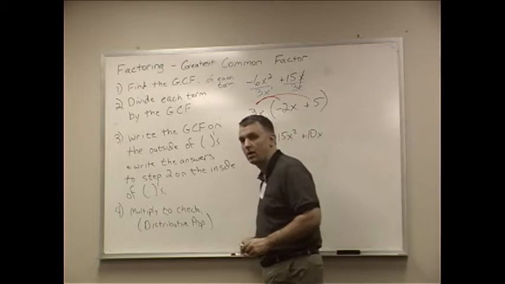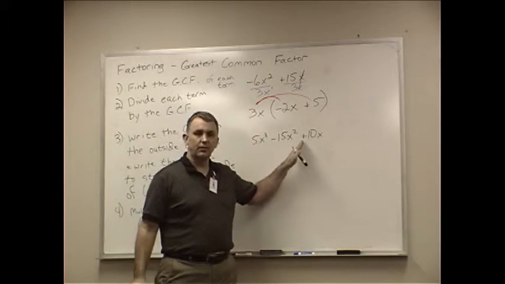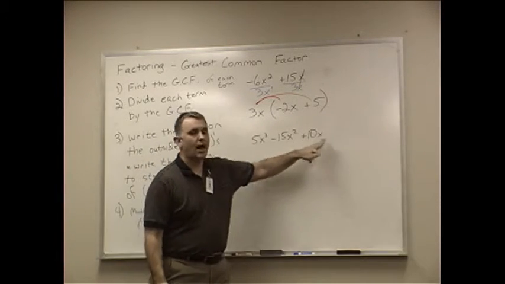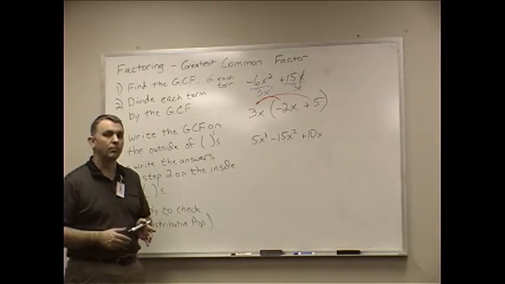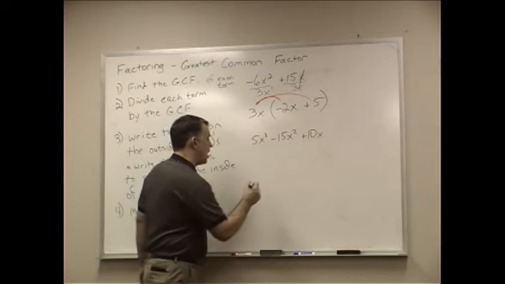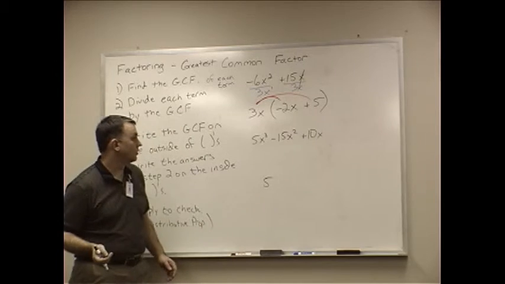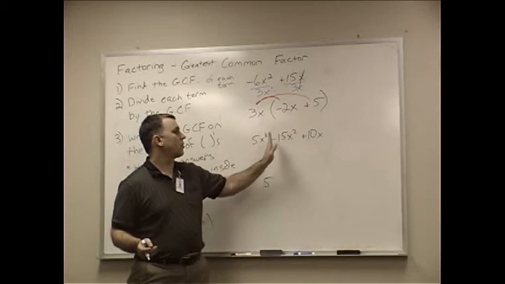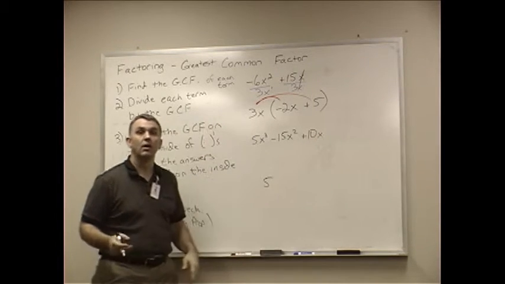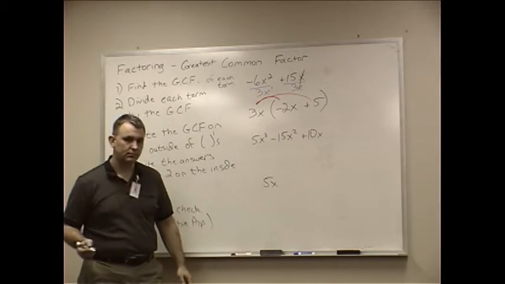All right. The next problem, 5x cubed minus 15x squared plus 10x. So we have to find the greatest common factor for each of those terms first. 5, 15, and 10. I hope that's screaming to you that you can divide a 5 out of each of those. X to the third, x to the second, and x. There is a 1 on that x. Use the variable with the lowest exponent, so it's 5x.